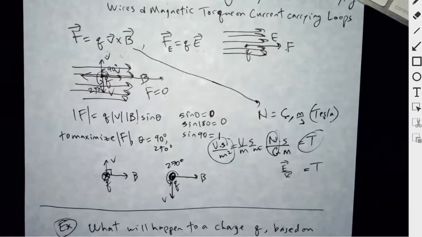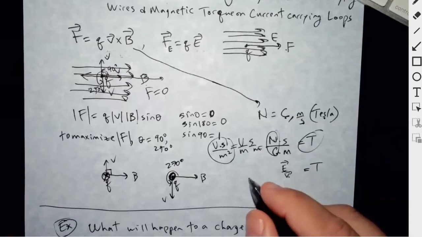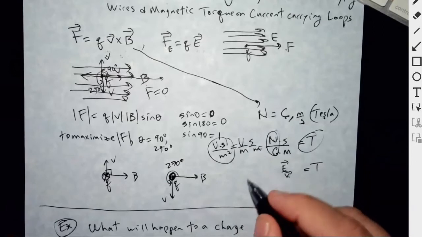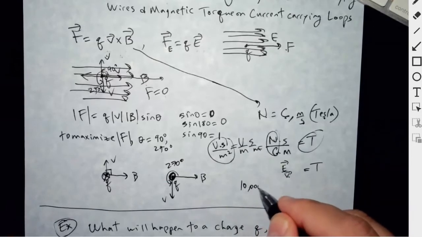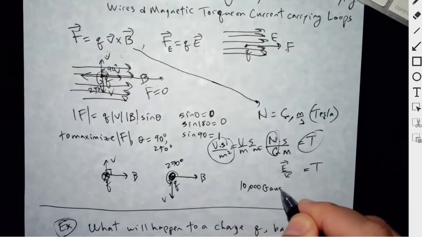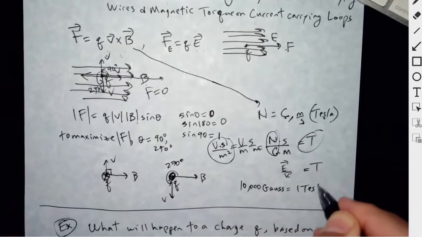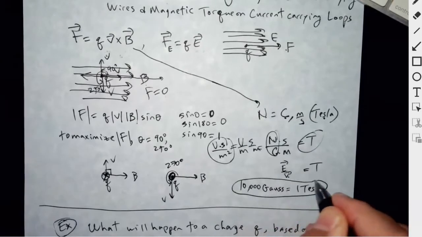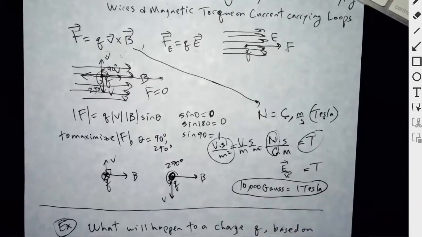The typical magnetic fields experienced on Earth, like the Earth's magnetic field, are in Gauss. So we use the Gauss for more realistic magnetic fields. 10,000 Gauss is 1 Tesla. So 10 to the 4th Gauss is 1 Tesla. So those are more realistic magnetic fields.